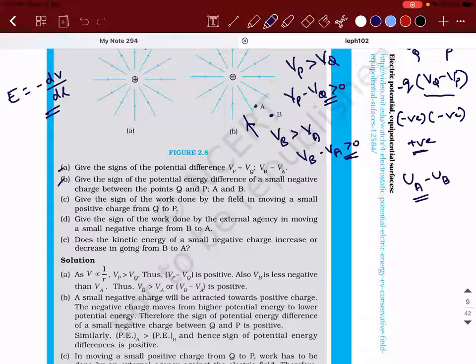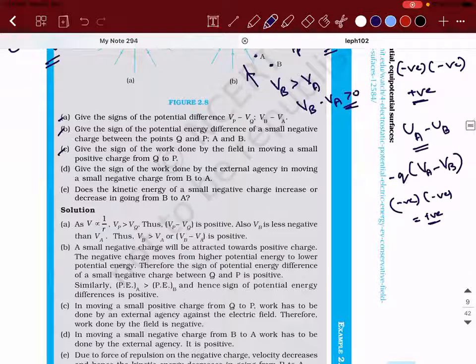Okay. So minus Q into VA minus VB. But what is VA minus VB? Negative. So negative into negative is going to give you positive. Right? So this is also positive. What about C? Give the sign of work done by field in moving a small positive charge from point Q to P.